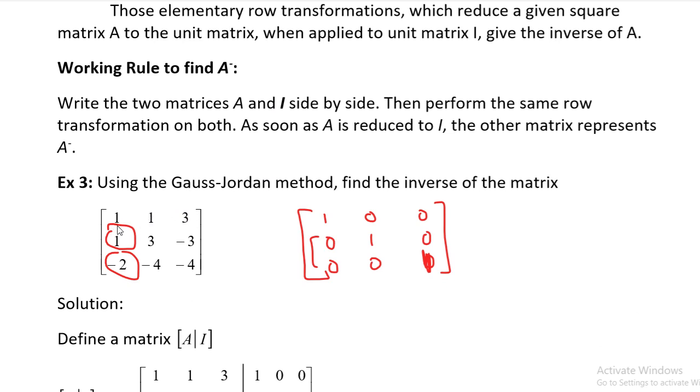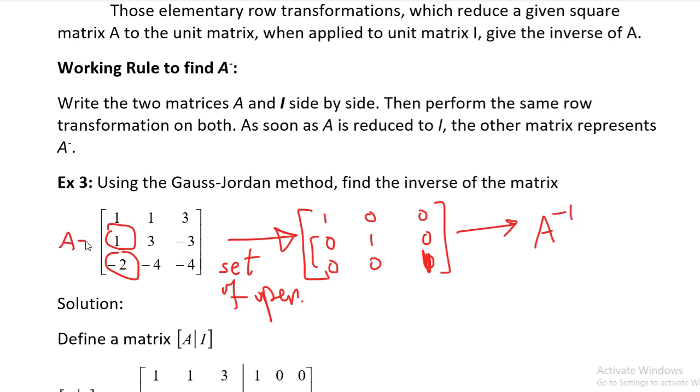So if I convert this matrix to identity by some row operations, and if I perform the same row operations on identity, it will give you the A inverse. The same set of operations. We are not changing the order of the operations. Same set of elementary operations. If I apply the same set of operations on identity, the new matrix will be the A inverse. See how simple it is.